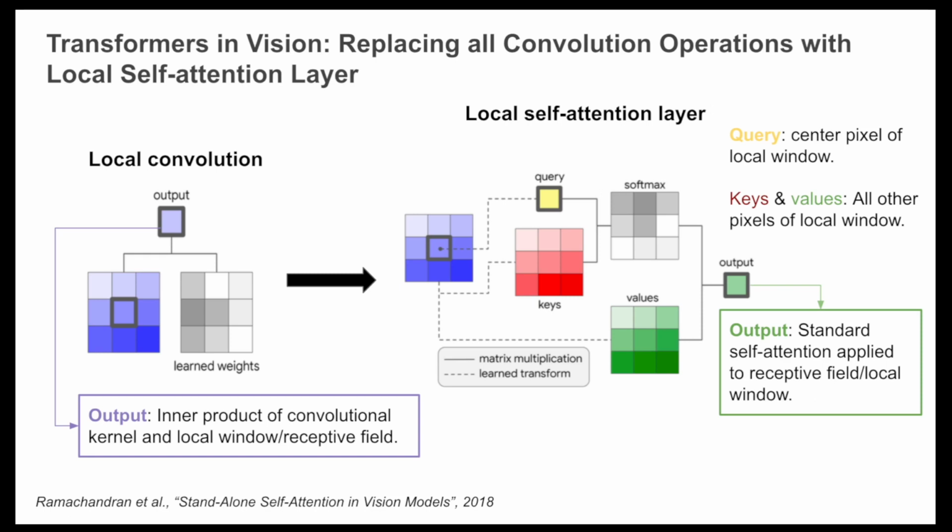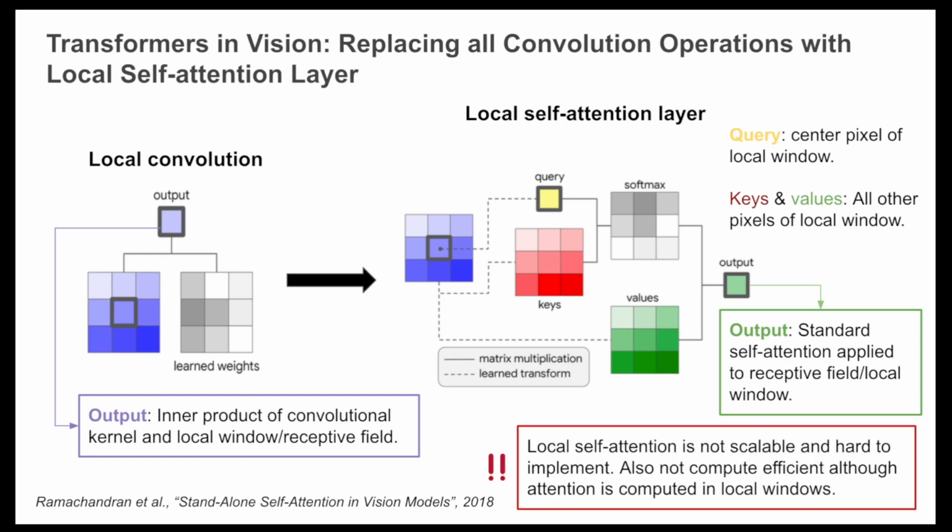So this is pretty straightforward, but there is a problem. Local self-attention is not scalable and hard to implement, given that you are doing this for every window, and this is too much. So this is not compute efficient, even if attention is computed in local windows.